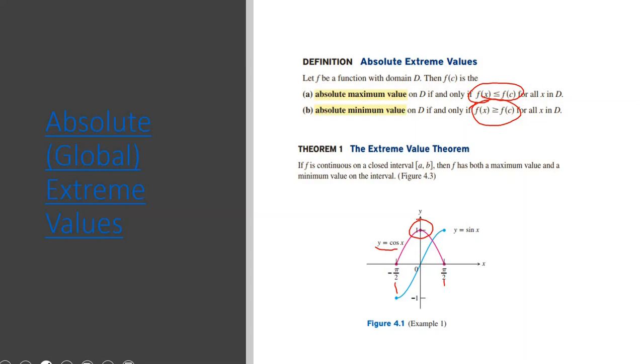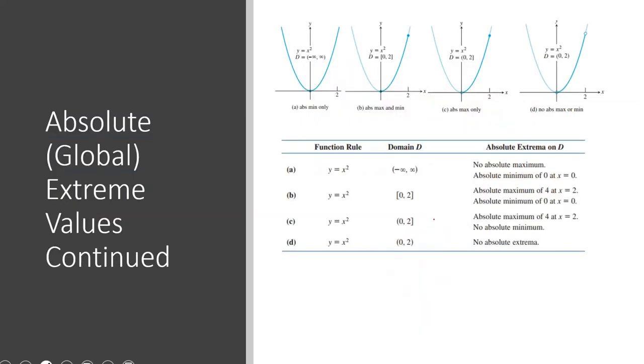Now for our second function here, we have y equals sine of x. Now, take a look at the extreme values here. Since we only have it on the interval between negative pi over 2 and pi over 2, we actually have two absolute extreme values. We have an absolute minimum, which is right over here, and an absolute maximum, which is right over here. So let's move on.